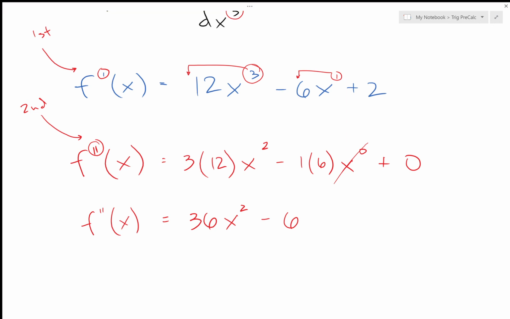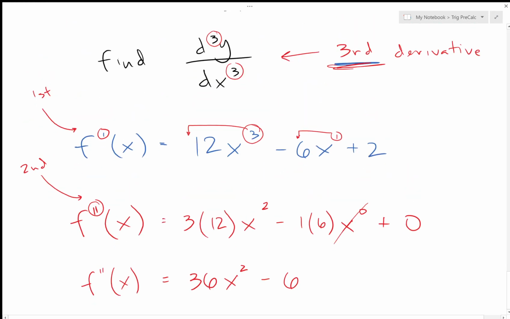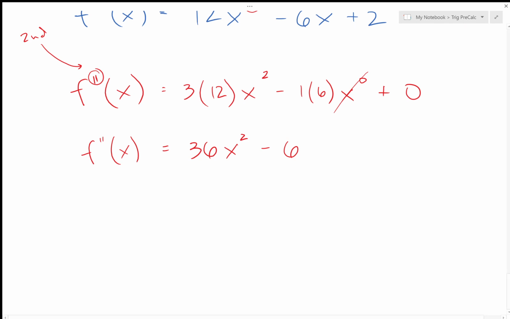So you'll notice terms disappear as we continue to do these derivatives. Now they want us to find the third derivative. We have the second, so let's just do it one more time. We're going to find the third derivative. I'll change the color on that. So let's just do this again. The exponent 2 is going to come forward.